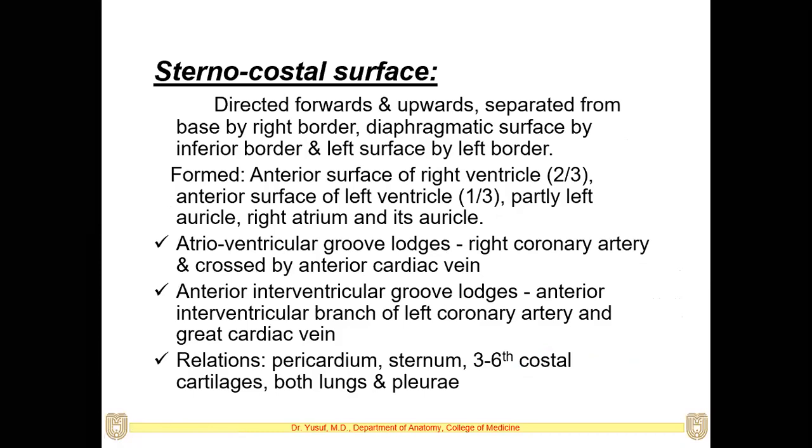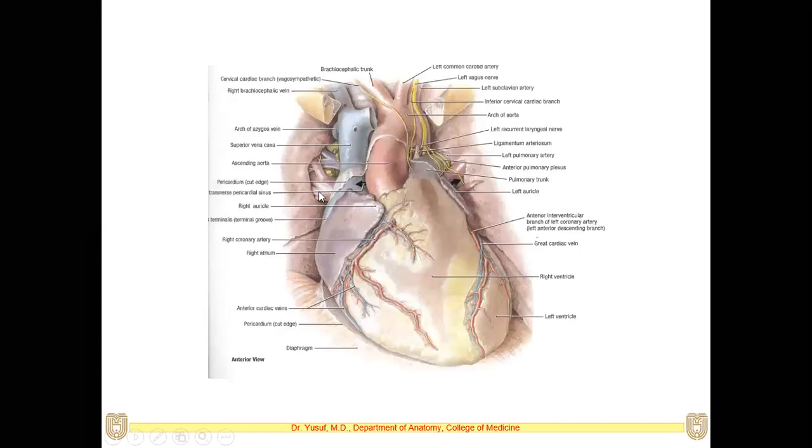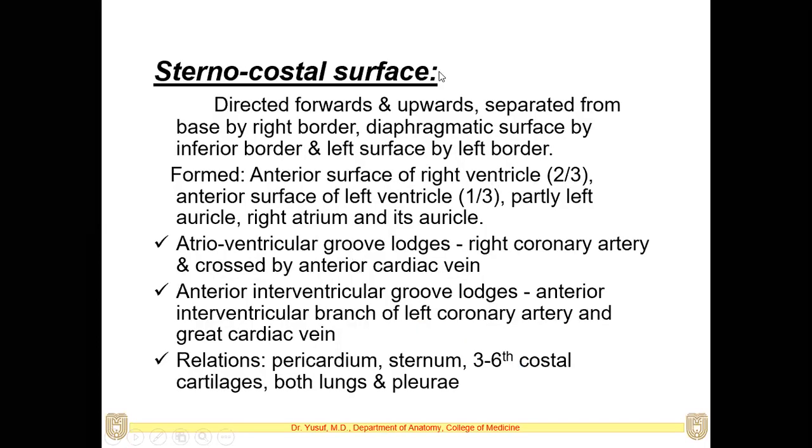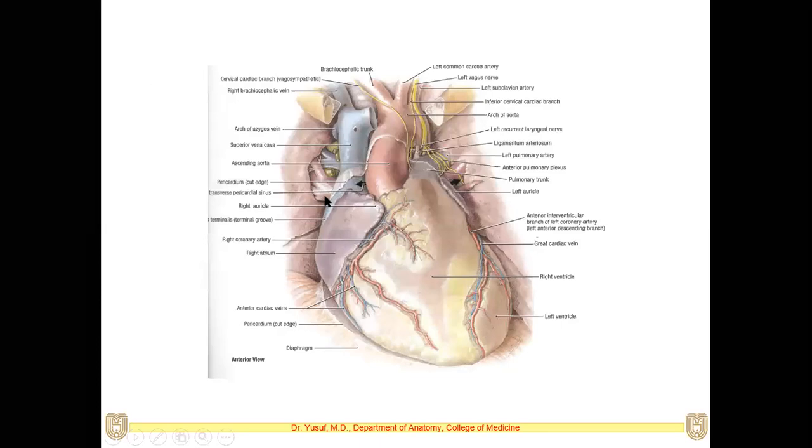Now coming to the third surface, we have seen two surfaces: the posterior surface, and the apex. Now we are talking about the sternocostal surface. This is the front surface, called the sternocostal surface. It is directed forwards and upwards, and separated from the base by the right border. The base will be behind, and the sternocostal surface is separated by the right border.